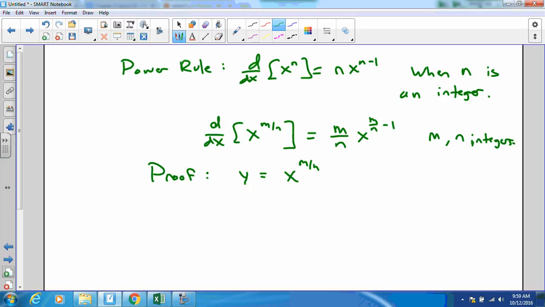And the problem with this is that I don't have a power rule for this. I only have a power rule for integers. So I have to say to myself, self, how could I get integer exponents for everything? How could I get everything inside to have only integer exponents?